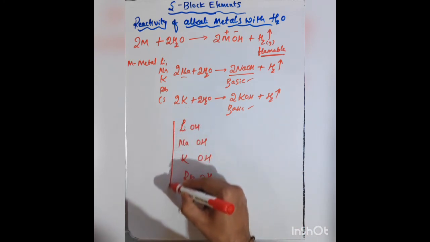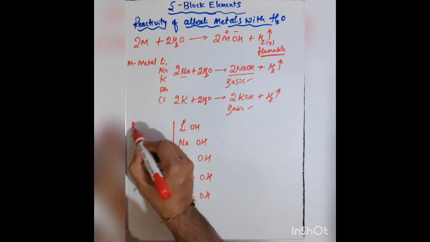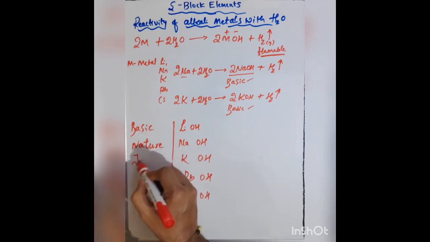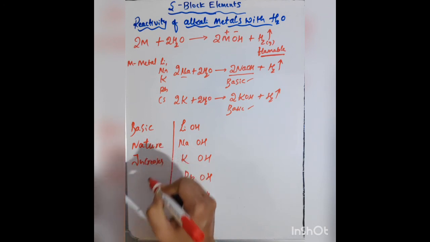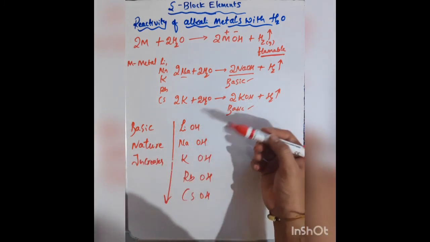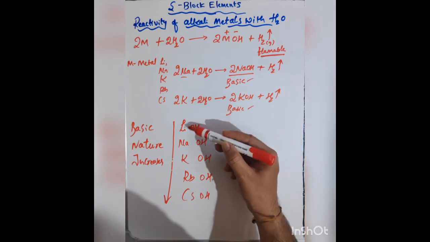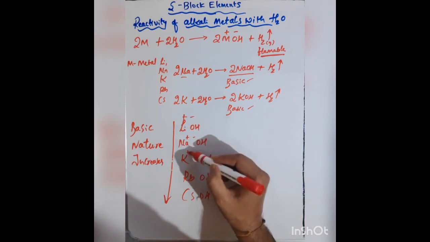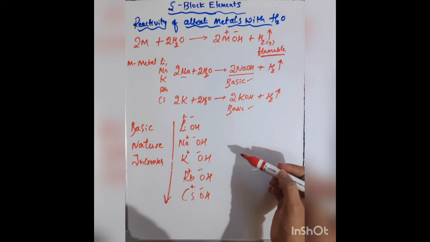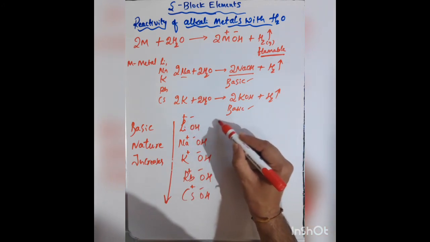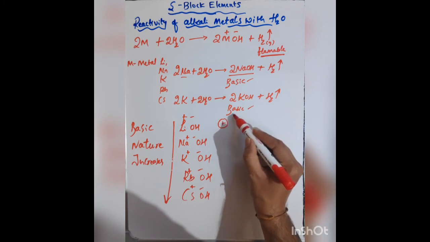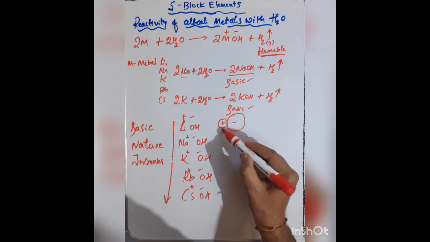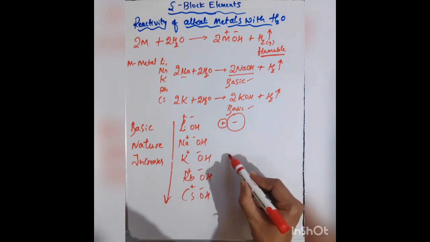As we go down the group, their basic nature increases. This increase in the basic nature is because of the increase in the size of the cation. All of them have plus and minus charges here, which we should not forget. What actually happens is that lithium is a cation and OH is an anion. As we go down the group, the cation size will increase. So I will take the example of cesium.